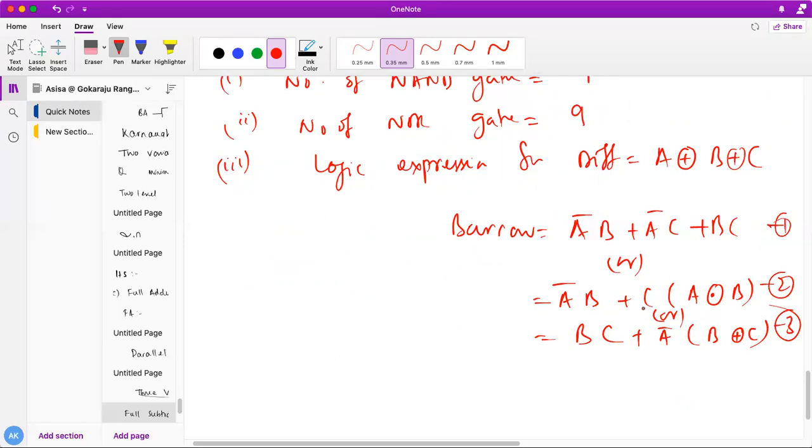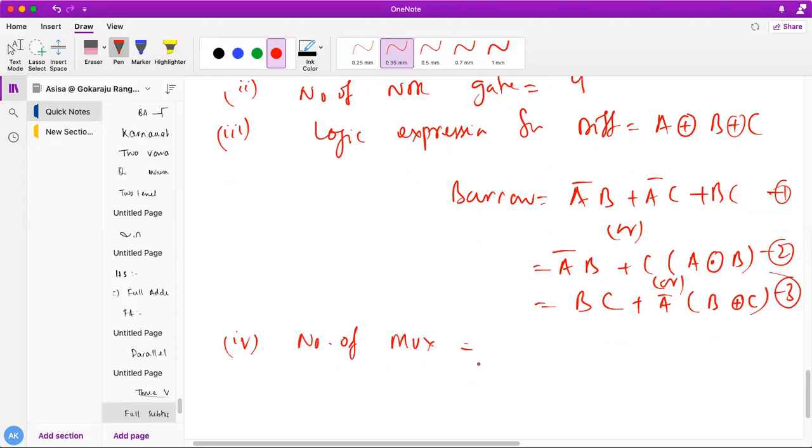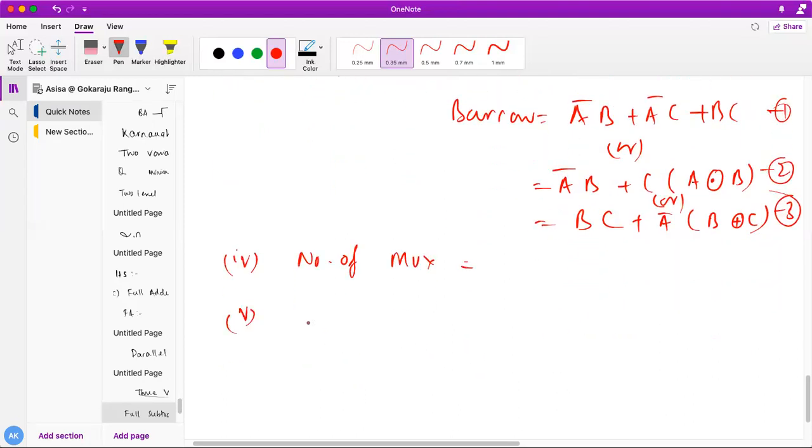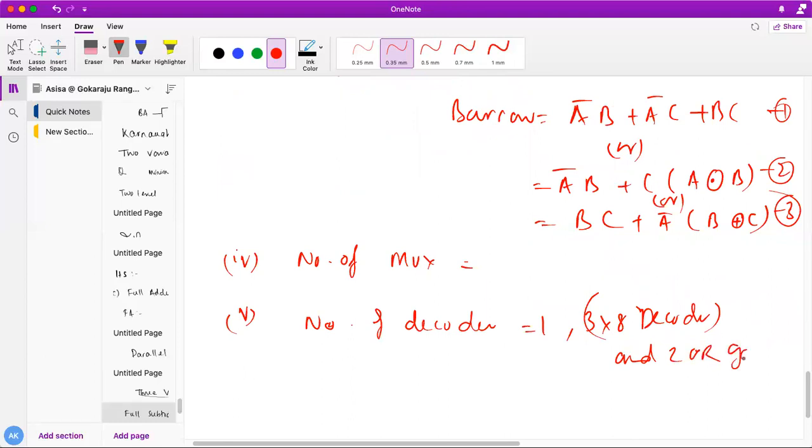The number of muxes and decoders, we'll see that later on. I'm not discussing much about the number of muxes; I'll cover it while I'm teaching muxes. Next, the number of decoders: obviously we need one decoder, which is a 3x8 decoder. This also I'll tell you, don't worry. A 3x8 decoder and 2 OR gates I require. I'll discuss these two points later on.